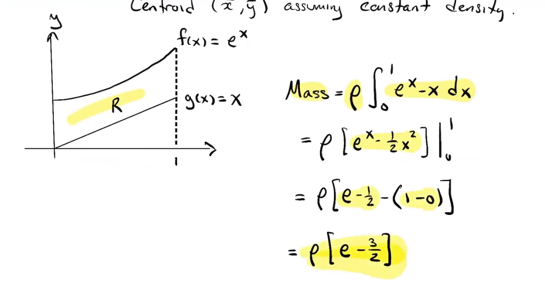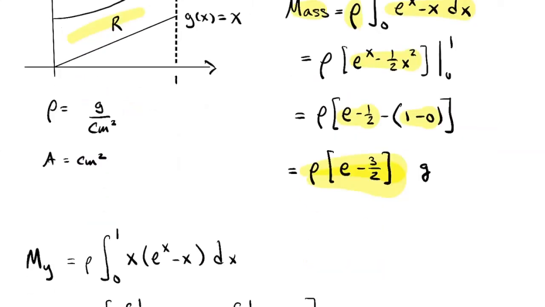I'm not using units in here, but if you wanted to use some units, if we put rho in, say, grams per square centimeter, then the area would be measured in square centimeters. And so this mass would be in grams, for example. So whatever your unit system is.